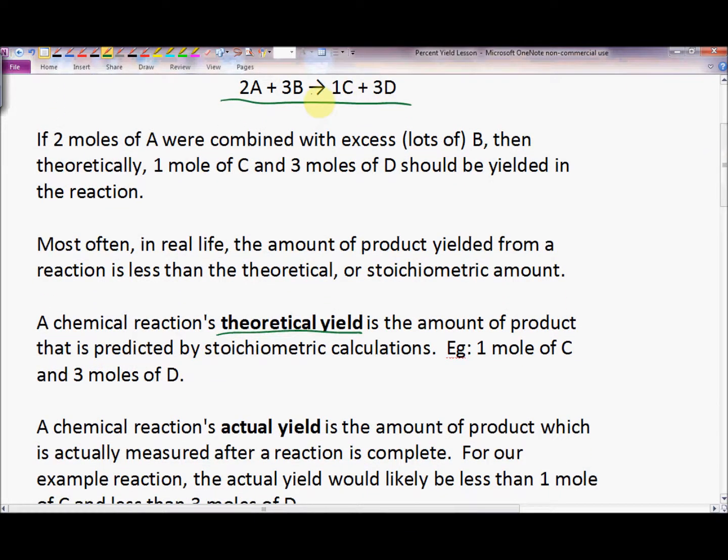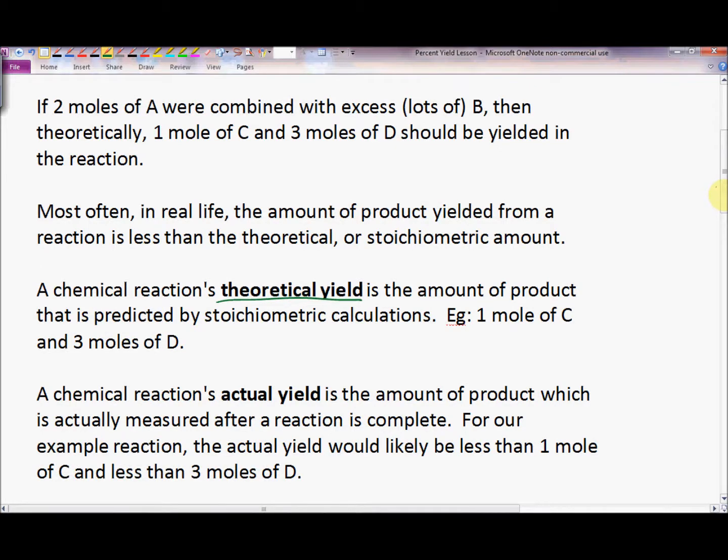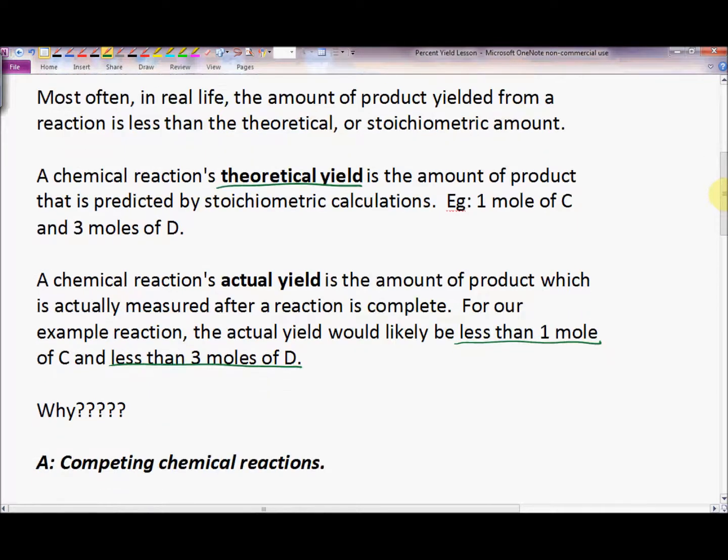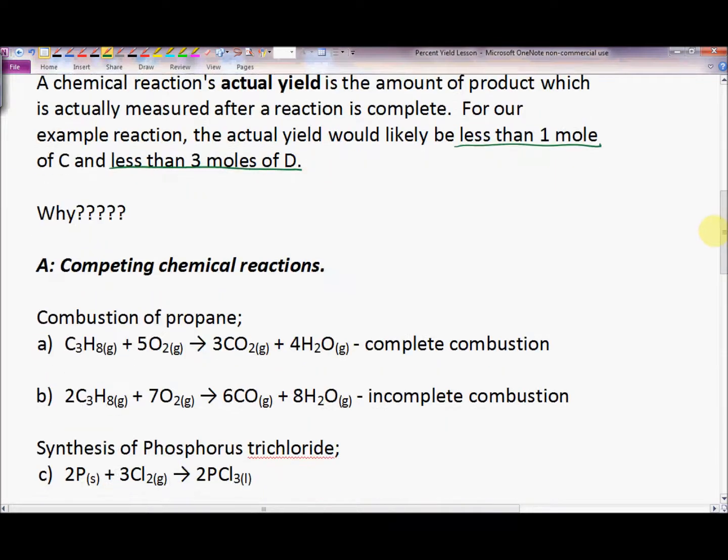But an actual yield is the amount of product that is actually measured after the reaction took place in the lab or what have you. So for our example reaction, the actual yield would likely be a little bit less than the 1 mole of C, and a little bit less than the 3 moles of D. Typically, that's the way that it works. Why? So we can start talking about that now.